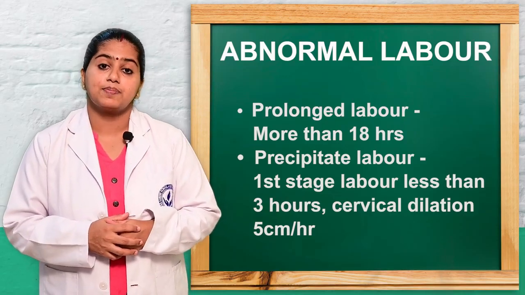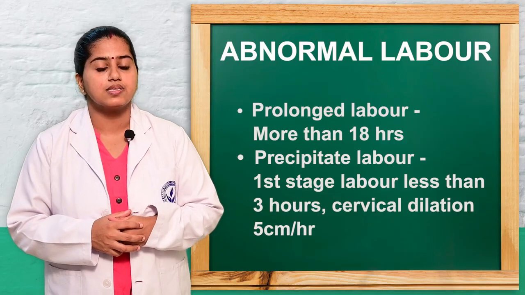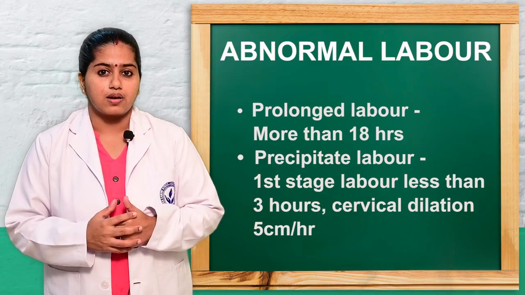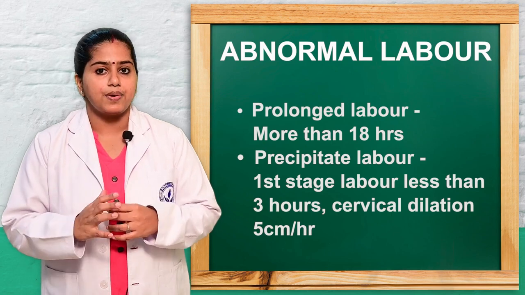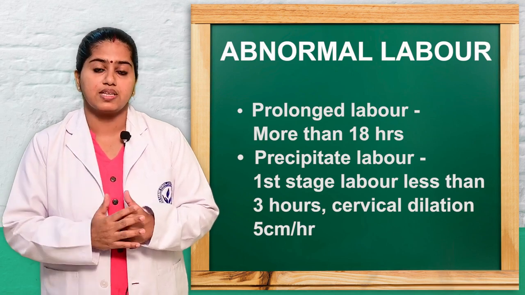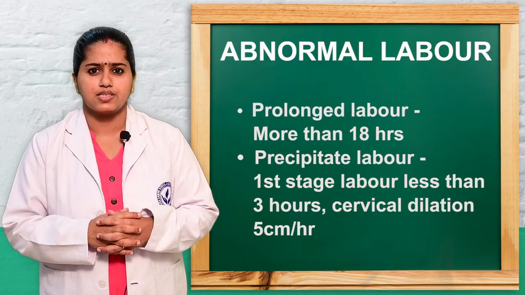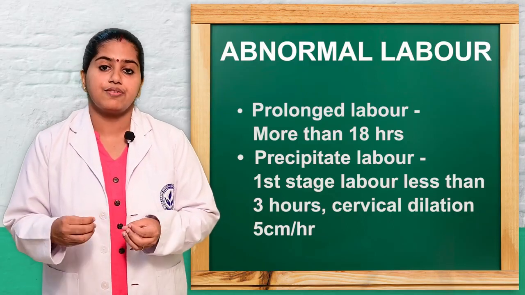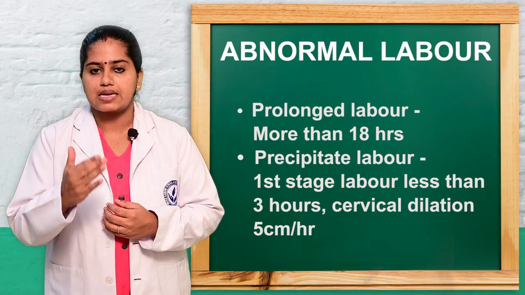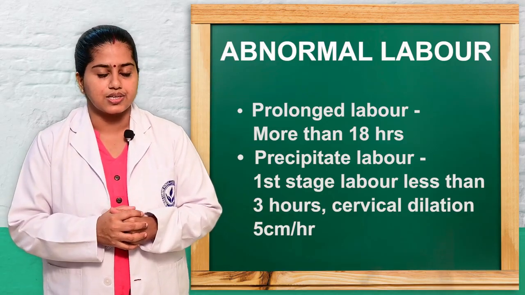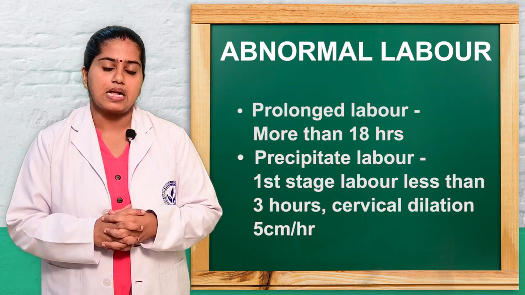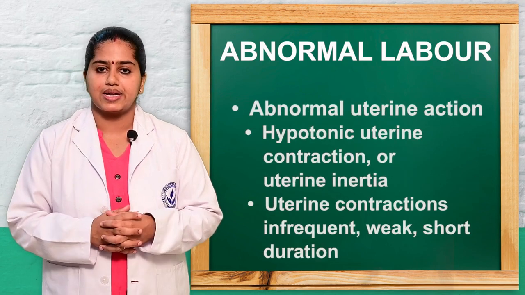The next condition is precipitate labor. Precipitate labor means when all the processes of labor, first, second and third stage, happen quickly, with the first and second stage within 3 hours duration. It is known as precipitate labor, very fast labor. In precipitate labor, cervical dilatation of more than 5 centimeter will be there in 1 hour. Then another one is abnormal uterine action.